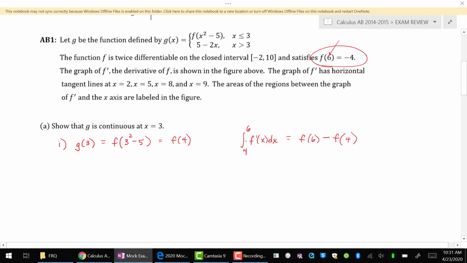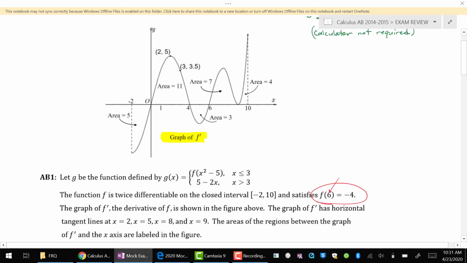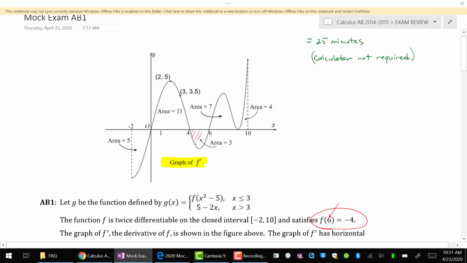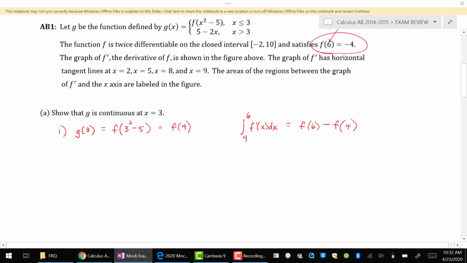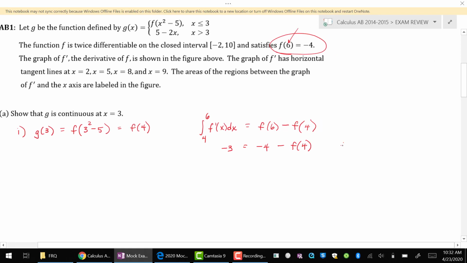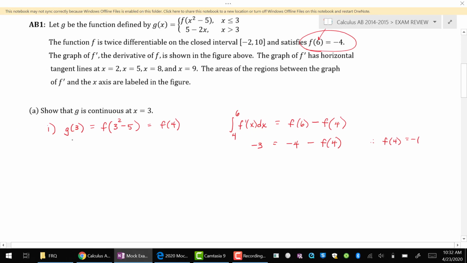Now, the integral from 4 to 6 of f prime can be found by simply looking at the area under the function f prime from 4 to 6. And so here's that region. It says the area is 3, but because the region is below the x-axis, it's really going to be negative 3. f of 6 is given to be negative 4, and then I'm hunting for this value f of 4. Well, rearrange some terms here and use some algebra. We can find that f of 4 has to be equal to negative 1. So all that to say f of 4 is negative 1, which really means g of 3 is negative 1.